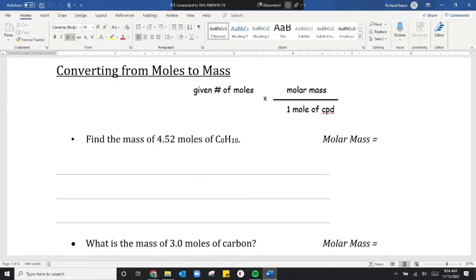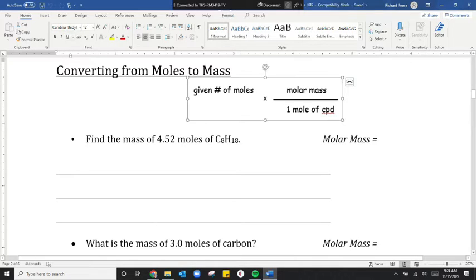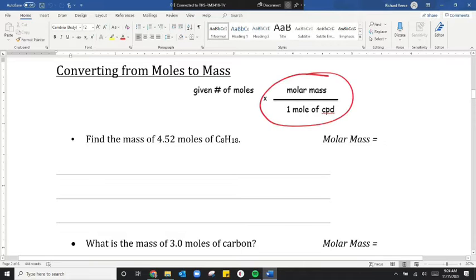On these, we start with given number of moles, and then we've got our conversion factor. So what I mean by conversion factor, that conversion factor, we put molar mass on top over 1 mole of a compound, or it could be an element on the bottom. So find the mass of 4.52 moles of this compound, it's called octane. When you get gasoline, you might see that it contains octane, and that's what that is. It's 8 carbons. That's why it's octa.